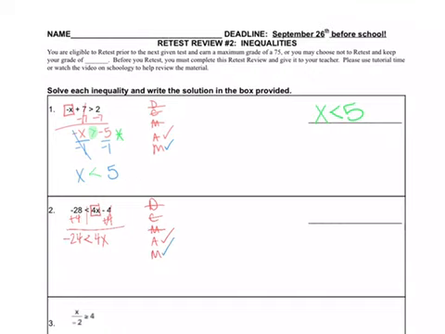My next step is to multiply or divide. In this case, I divide by a +4. Because I divided by a positive, I do not change my sign. And so my answer can just be -6 is less than x.